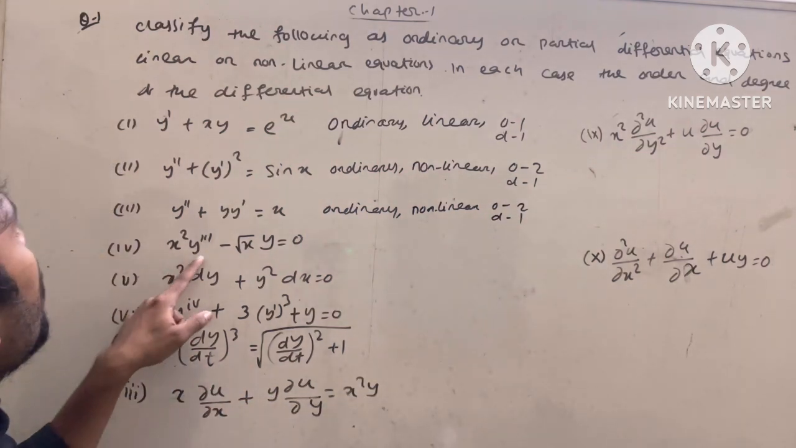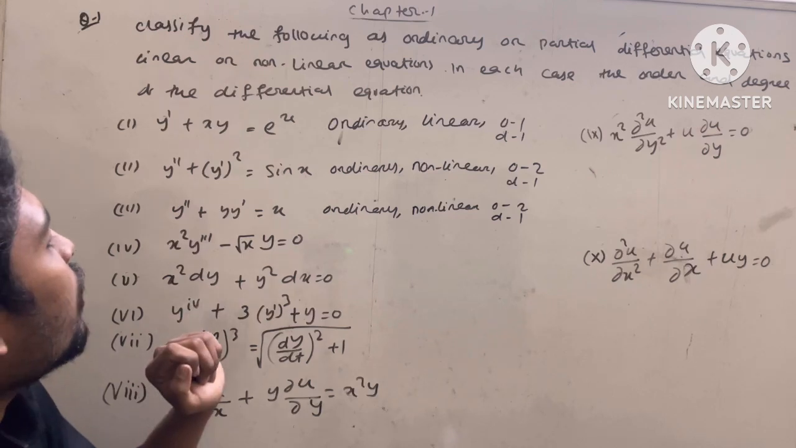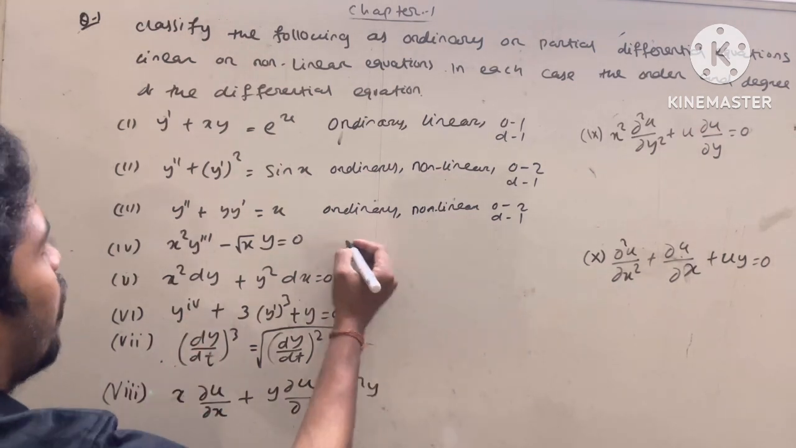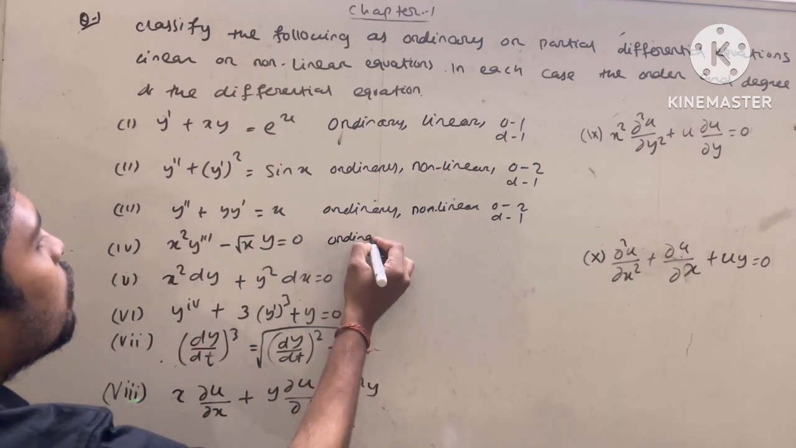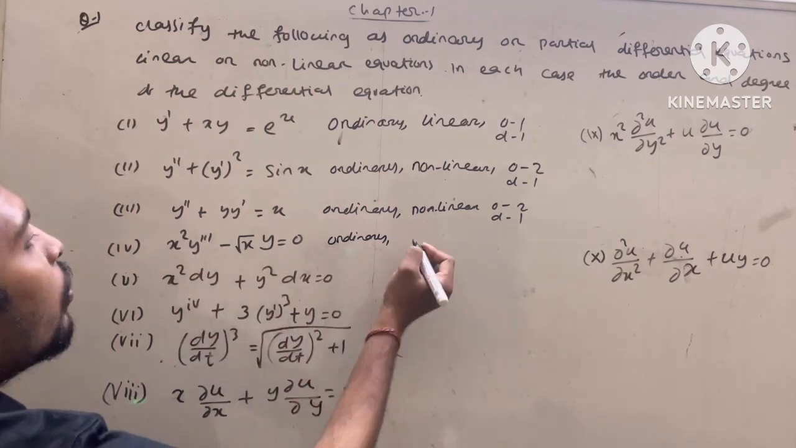Look here, x square y third minus square root of x into y. It is ordinary, no doubt. Is it linear or non-linear? Okay, it is linear.